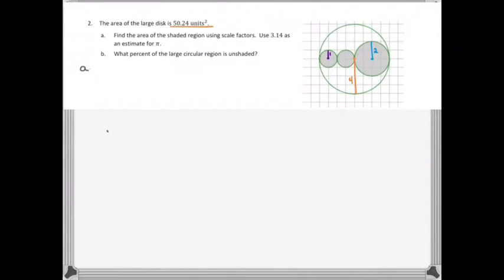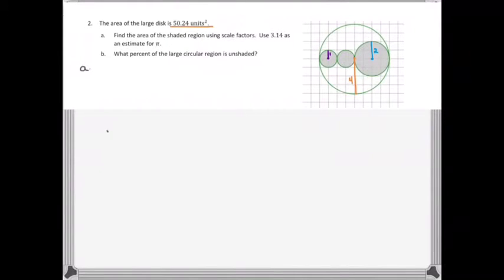On this next figure, notice that we have a large circle with a radius of 4, a medium-sized circle shaded with a radius of 2, and then 2 smaller circles, each with a radius of 1. It would like us to use the scale factors in order to find the area if we know that the large outer circle has an inner area of 50.24 square units. So we first need to use our scale factor.